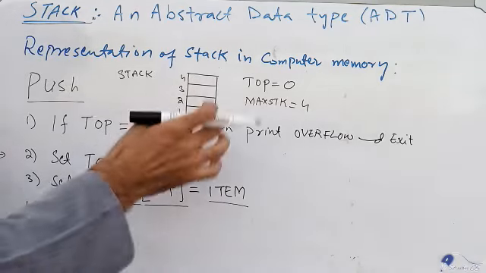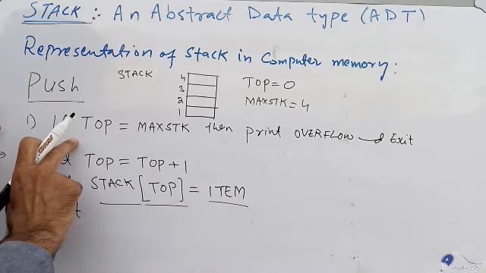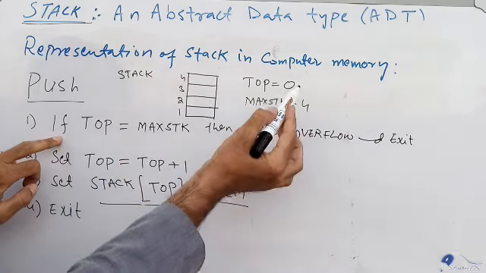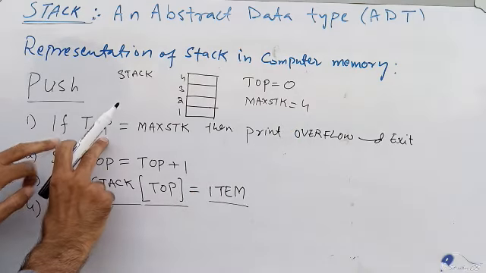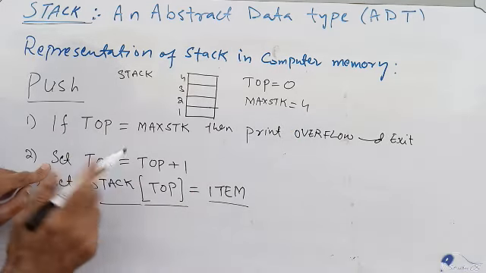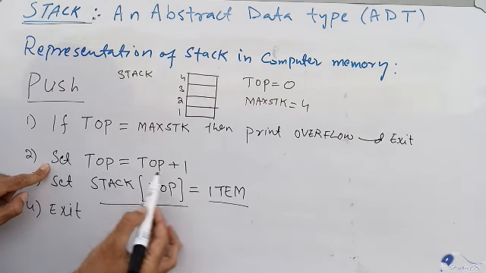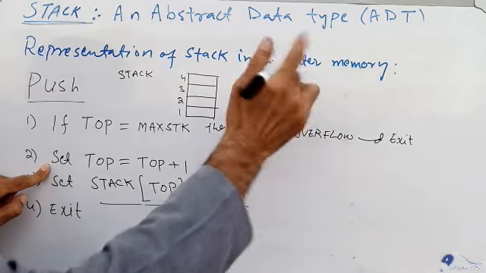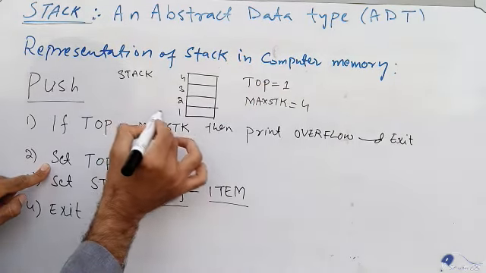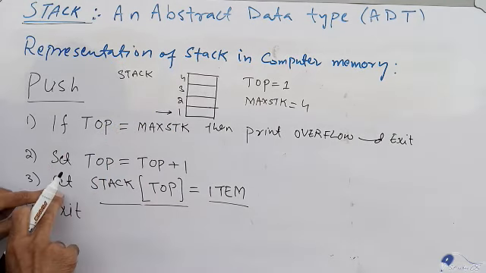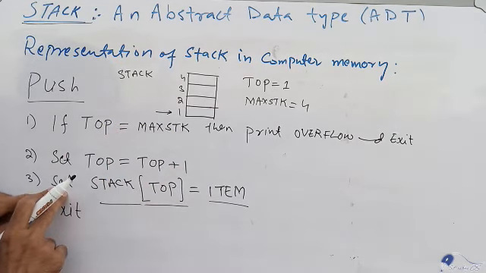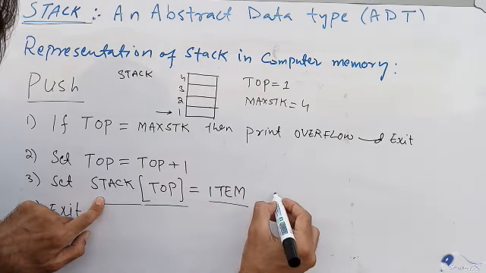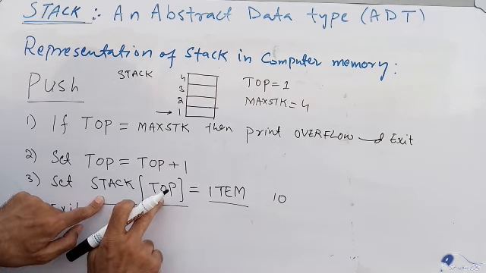Now let's see what happens if we run these statements. If top is equal to max stack? No, so this condition is false. So the next statement should run. This statement says set top equal to top plus 1, so 0 plus 1 equals 1, so top becomes 1. Now top represents this location. In the third statement we set stack top to the item. Suppose the item is 10, so 10 will be stored at index 1 of the stack.